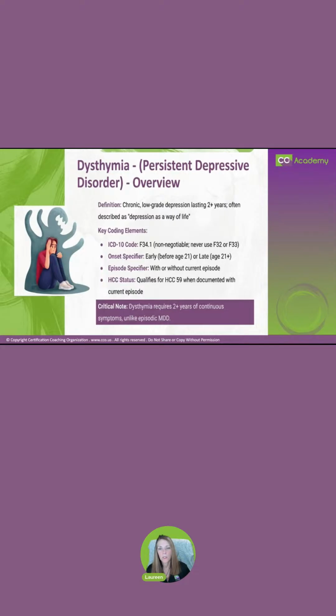Now, the code for dysthymia is F34.1. And this part's like non-negotiable. You never use F32 or F33 for dysthymia. Never. Those are the MDD codes. Don't mix them up. So dysthymia is F34.1.